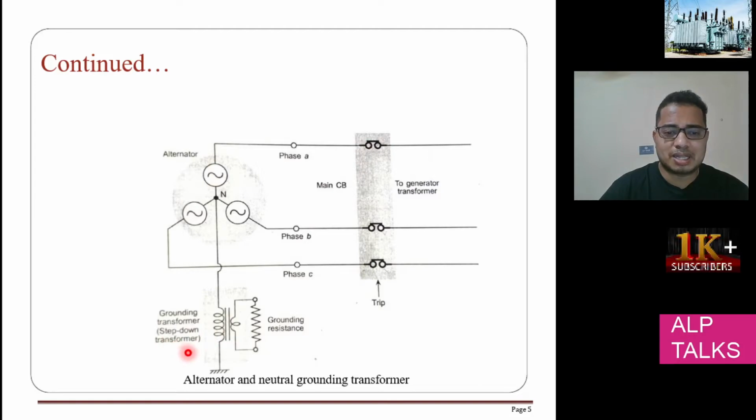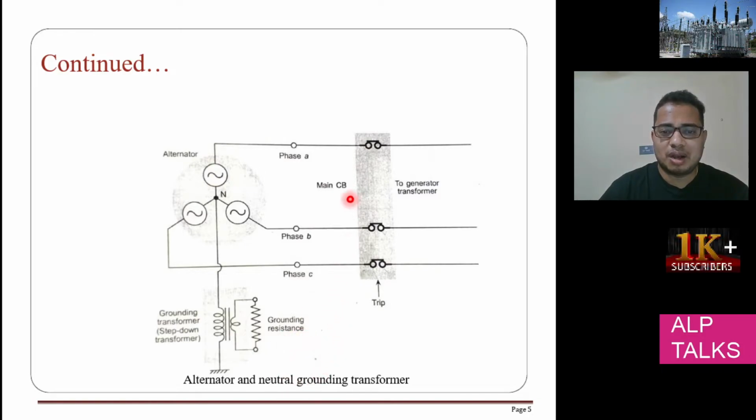You can see the grounding transformer. We used a grounding transformer here for earthing, and it has a ground resistance. Through resistance we earthed it. So how we are going to give the trip command, that also matters.